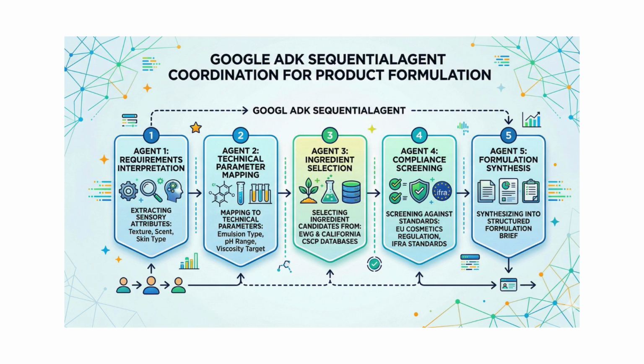Agent 3 selects specific ingredient candidates from our EWG and California CSCB databases. Agent 4 screens every ingredient against EU cosmetics regulation and IFRA standards. And Agent 5 synthesizes everything into a structured formulation brief.